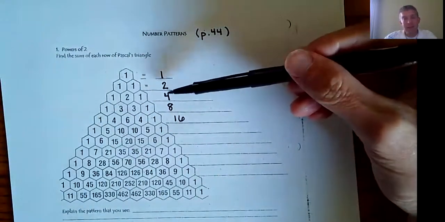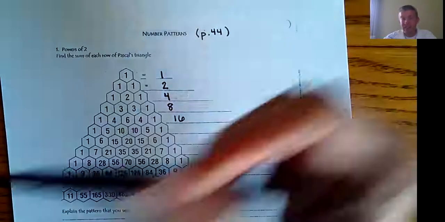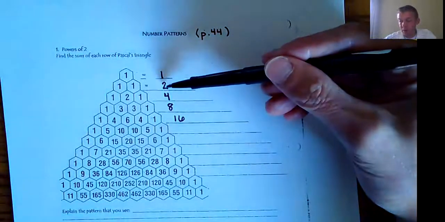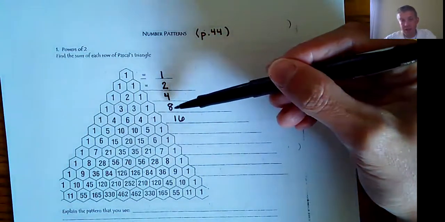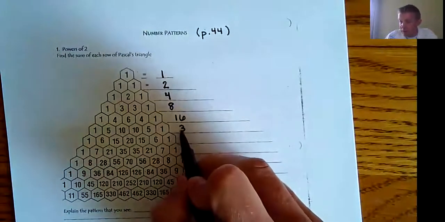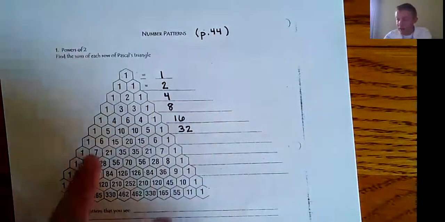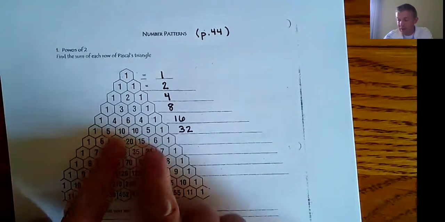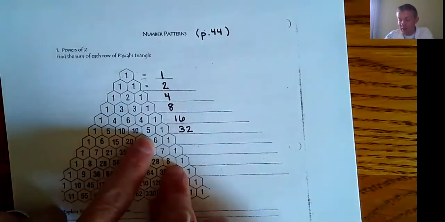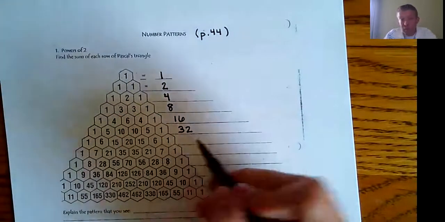Now there's a pattern happening here too. 1, 2, 4, 8, 16. Any guess what this next row is going to be? Think about how one number relates to the one before it. We're multiplying by 2 every time. So this next one's going to be 32. And let's check it. If you think you have a pattern, you should always check. 1 plus 5 is 6. Plus 10 is 16. Another 10 is 26. Plus 5 is 31. 32. Yep.